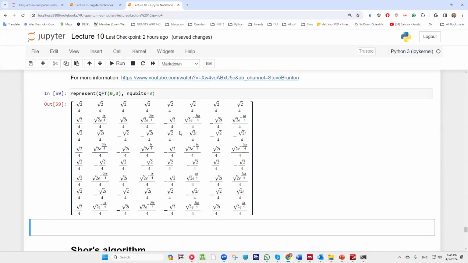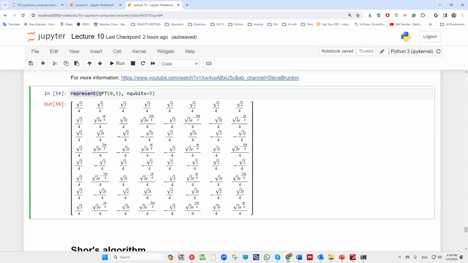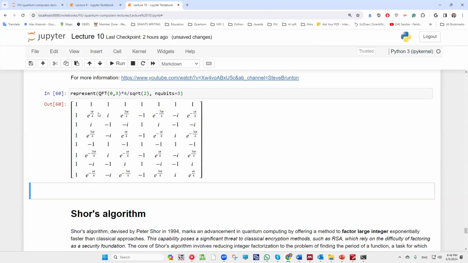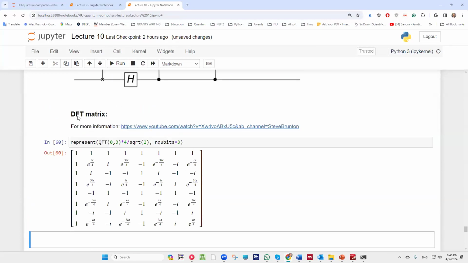Let's look at the matrix. The represent function allows us to convert the QFT to matrix form. This is the matrix form, but we can notice that these elements repeat, so we can normalize by the square root of 4, which is 2, right? So we just normalize this matrix, and this is what we get. This is exactly what we know as the DFT matrix.